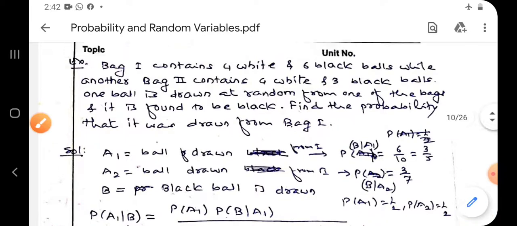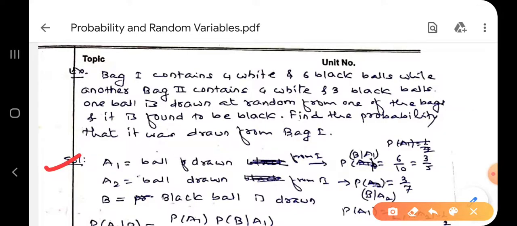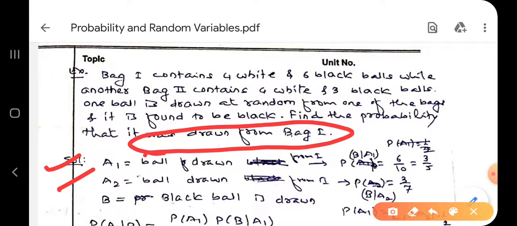So for that we take two events, A1 and A2. So what is my A1 event? A1 event means ball drawn from bag 1. A2 event, ball drawn from bag 2. But what do we want? We want ball drawn from bag 1. We are going to think on that. Correct? So we define B. B is the event that ball is drawn.